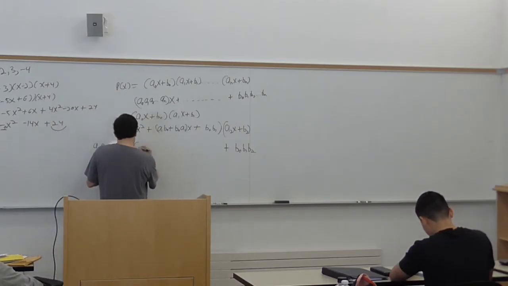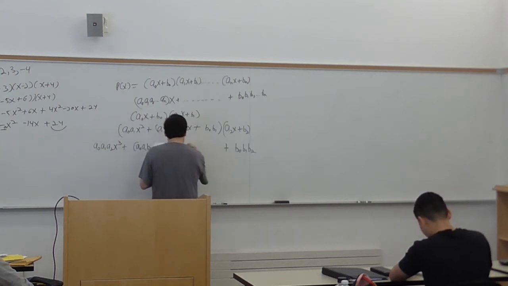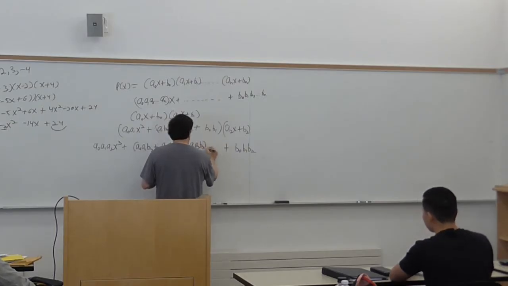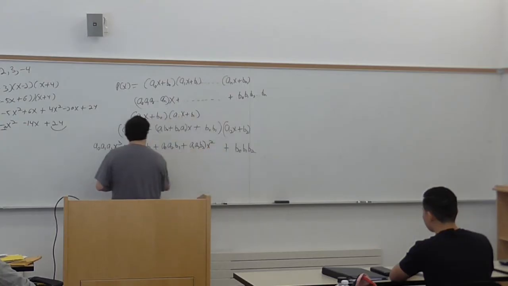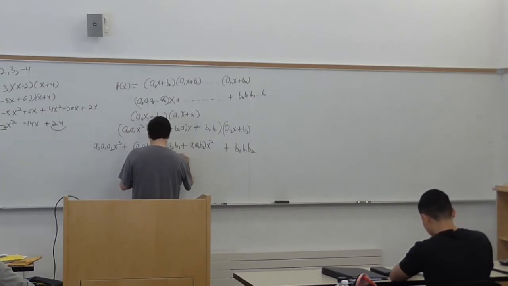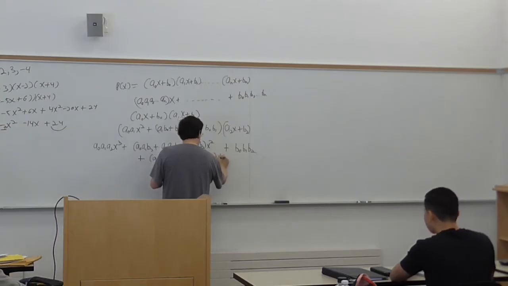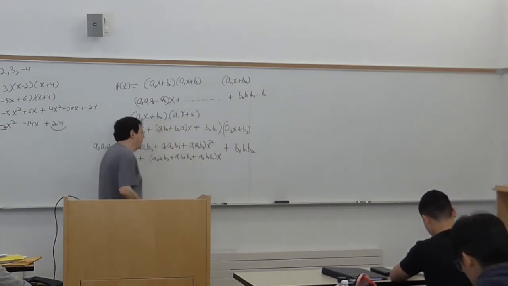Here we have a0 a1 b2 plus a0 a2 b1 plus a1 a2 b0 times x squared. I have to sneak in the next part. a0 b1 b2 plus a1 b0 b2 plus a2 b0 b1 times x plus b0 b1 b2. Okay.